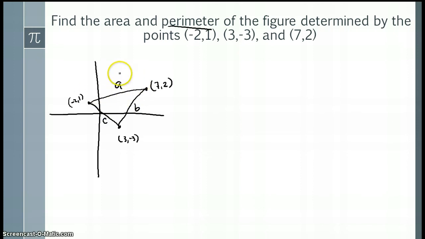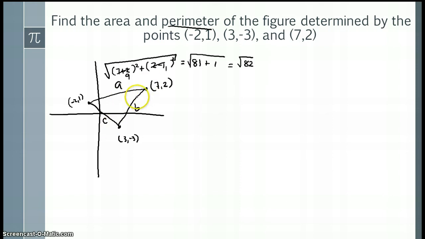If I want the distance for A, it's going to be the square root, and I'm going to subtract my x's, so 7 minus a negative 2, and I'm going to subtract my y's, so 2 minus 1, and they're going to get squared and added together. 7 plus 2 is going to give me 9. 9 squared gives me 81. And 2 minus 1 gives me 1. 1 squared is 1. So A here is going to be the square root of 82.